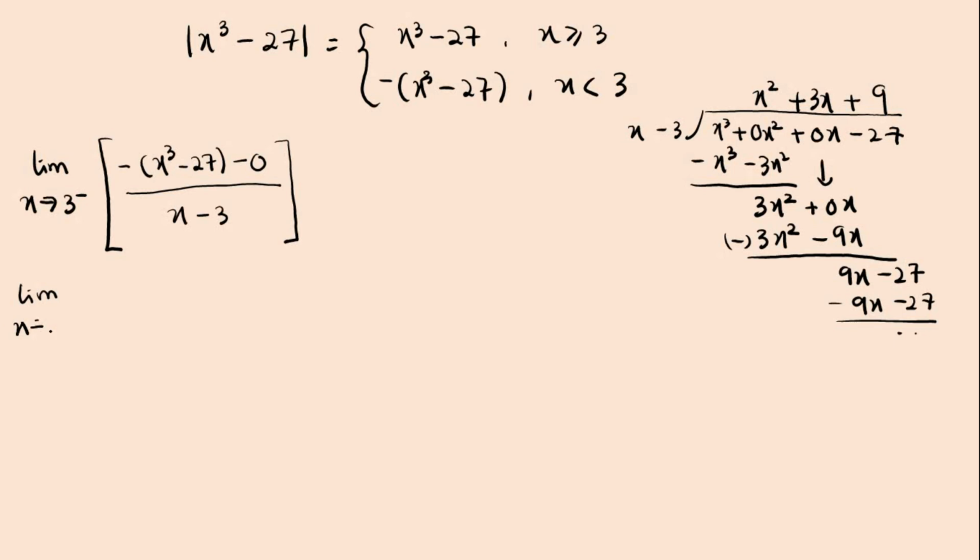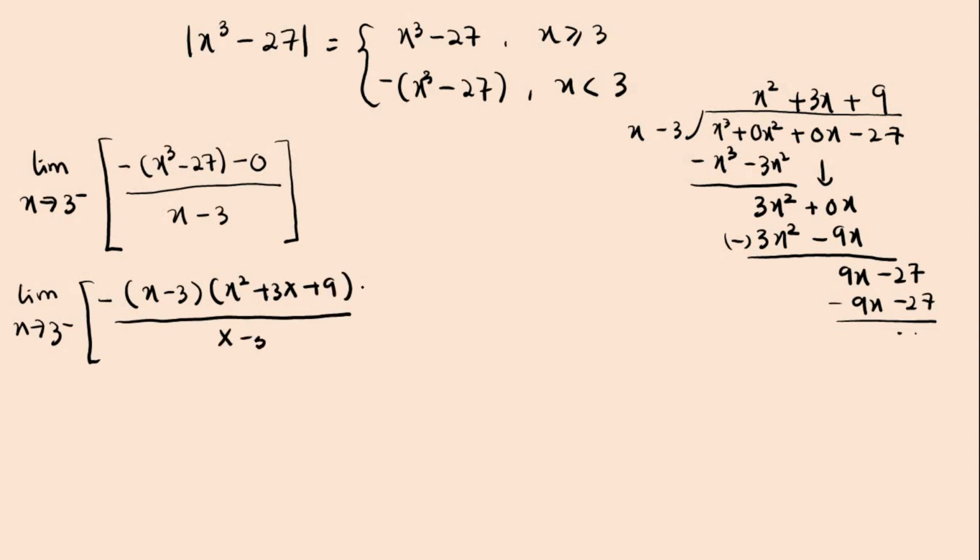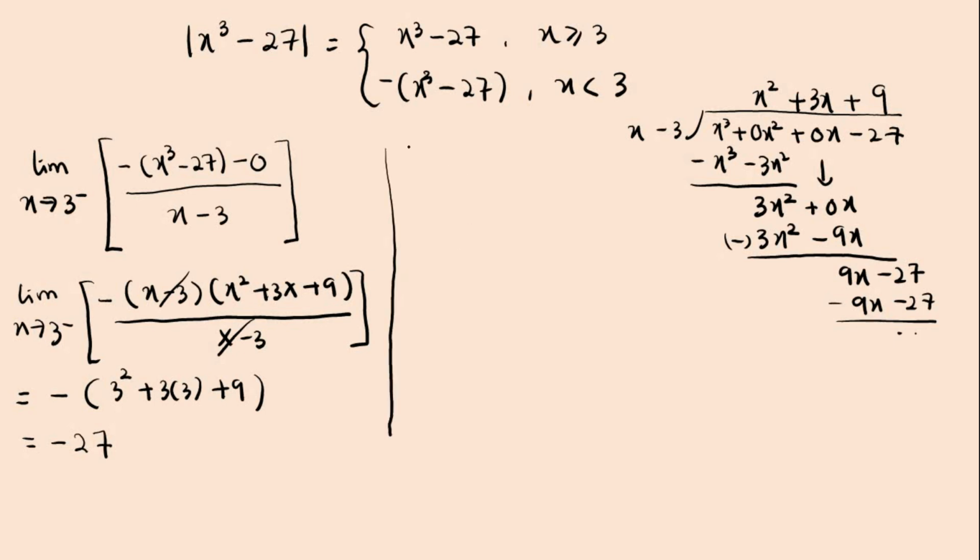So our function now will be negative of x minus 3 times x squared plus 3x plus 9, divided by x minus 3. And obviously there you can cancel out the factor of x minus 3. So substitute the limit of x approaching 3 into your function. You get negative of 3 squared plus 3 times 3 plus 9. So your final answer in this case would be negative 27. Okay, so that is for the limit approaching 3 from the left.